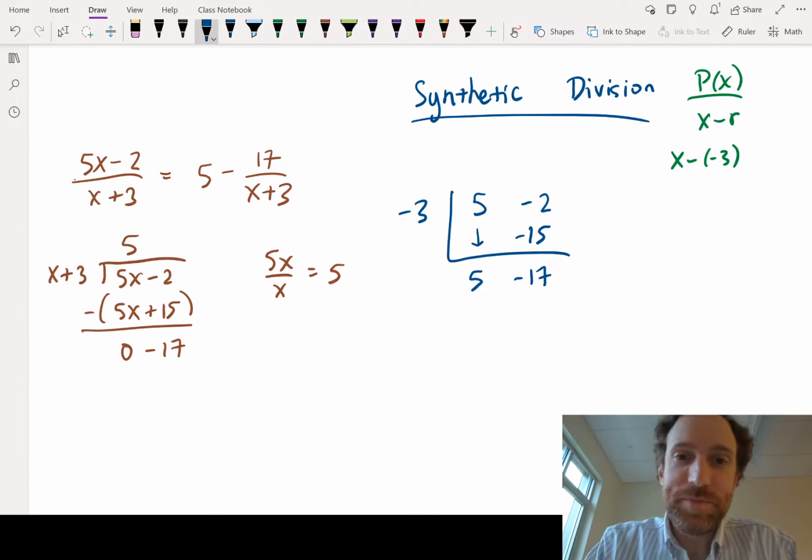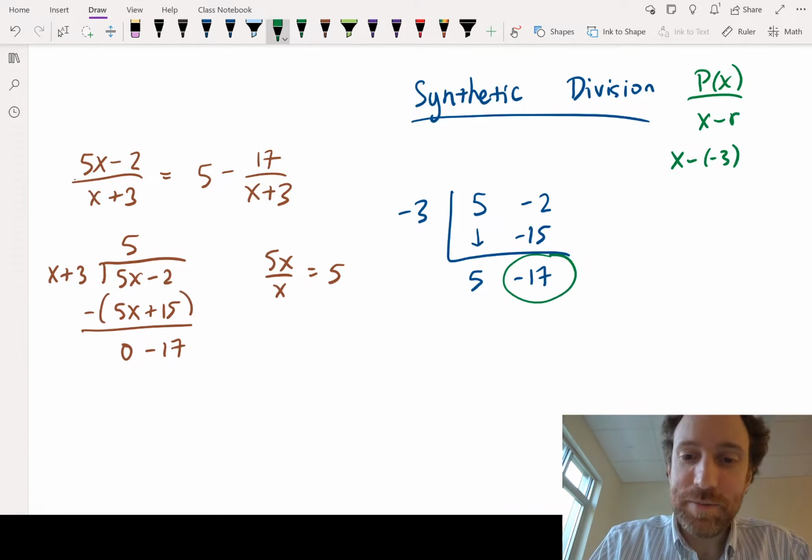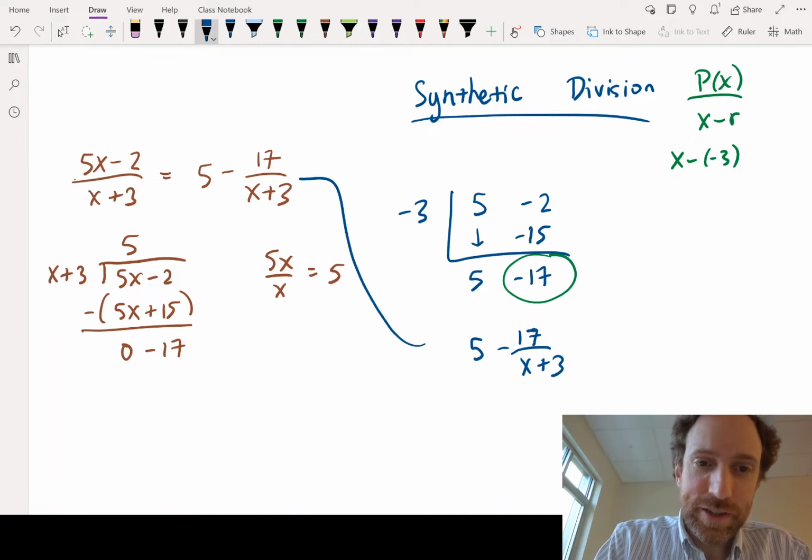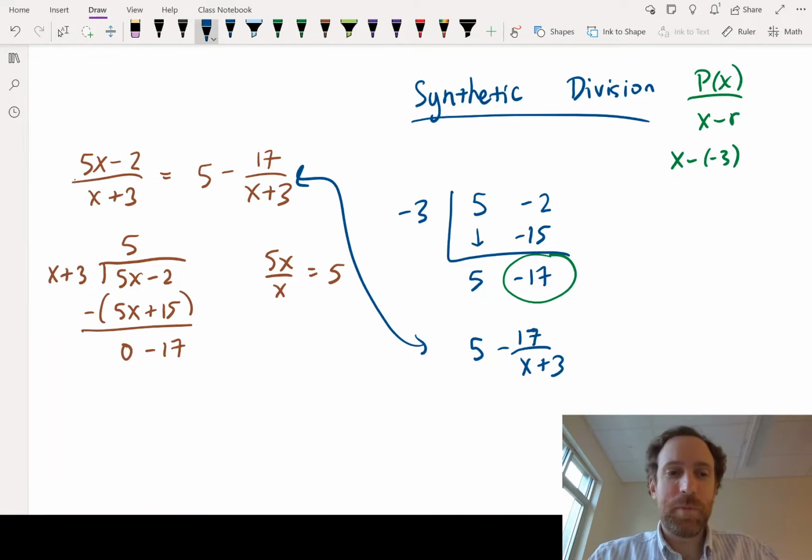And now we're done. Negative 17 is the remainder, and the answer to the problem is 5 with a remainder of negative 17, which is still being divided by x plus 3. And you can see that this matches this result.